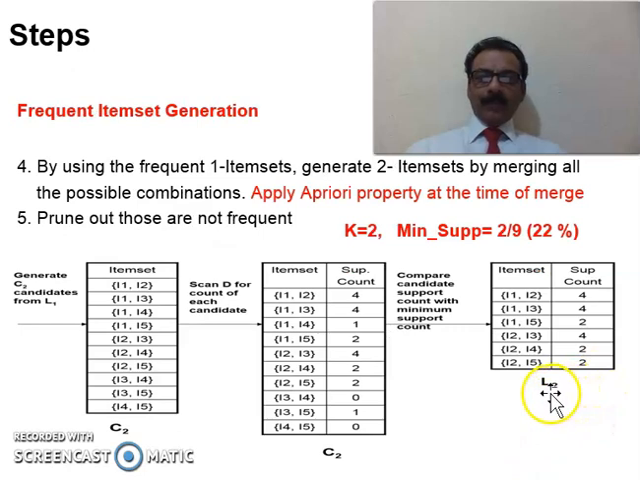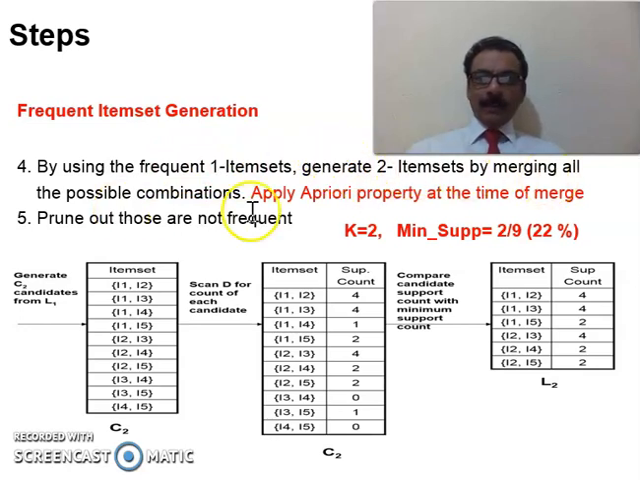Now, the next step is, by using the frequent one item sets, you're going to generate two item sets. That means from L(K-1). Here K is 2. L(K-1) means one item sets. So what is that L? L is the frequent item set list of one item sets. So that you're going to get from there.